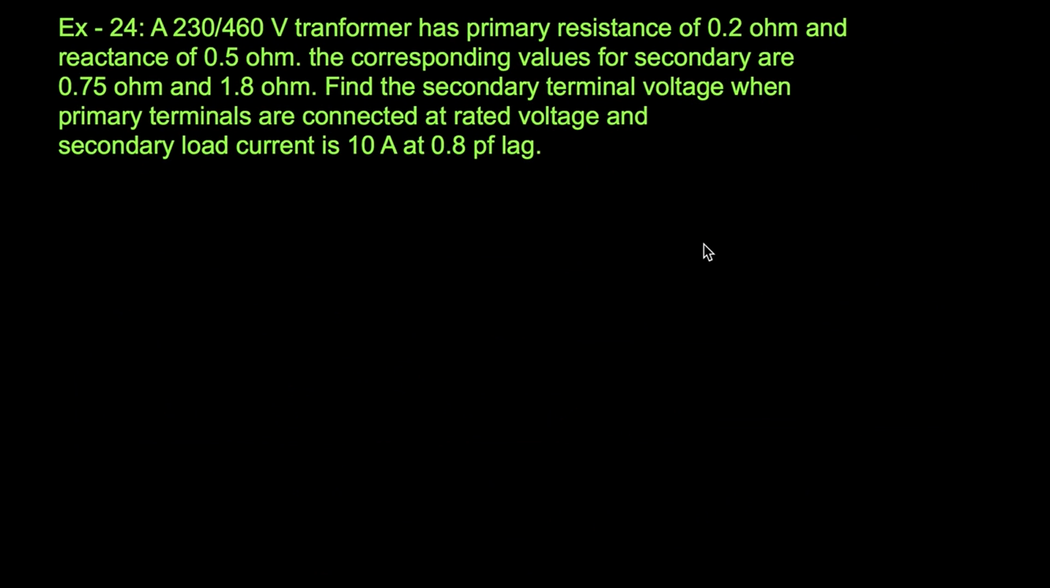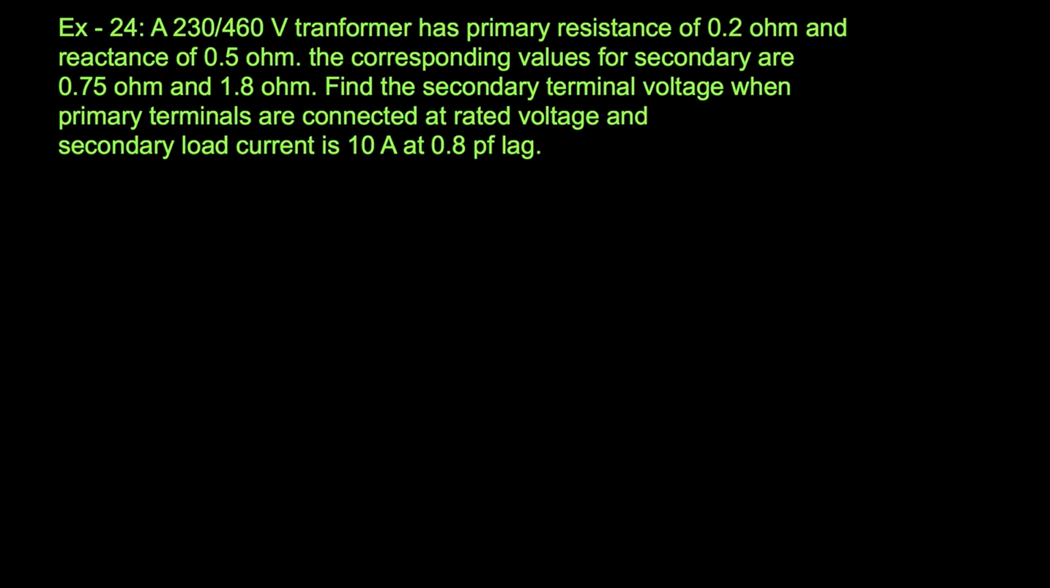All right. After solving that problem, let's look at the next one, example 24. Here I have a 230 by 460 volt transformer. Primary resistance and reactance are given, and the corresponding values for the secondary are also given. Find the secondary terminal voltage when primary terminals are connected at rated voltage and secondary load current is 10 amperes at 0.8 power factor lag. We'll be using the approximate voltage drop formula here.